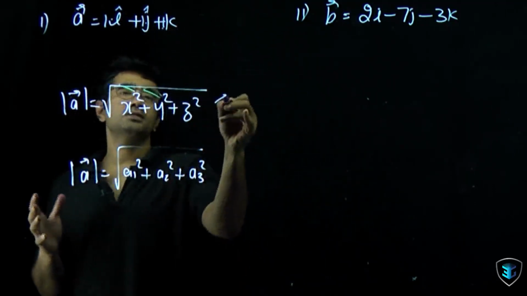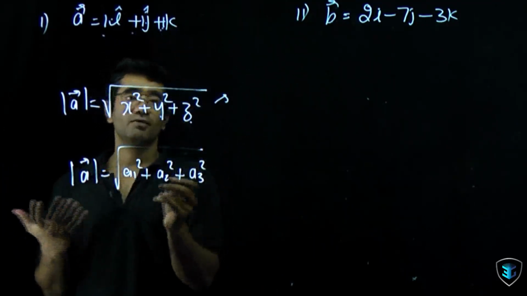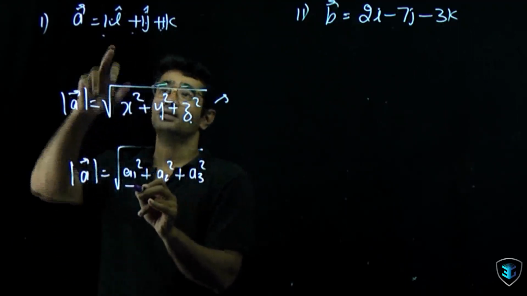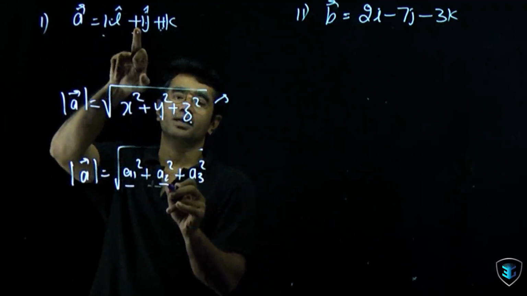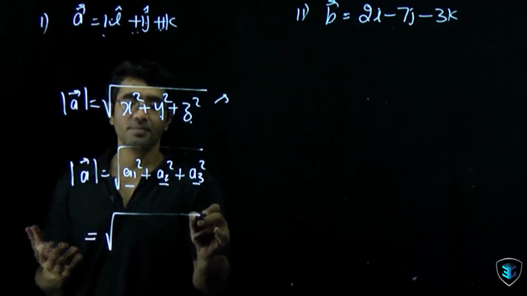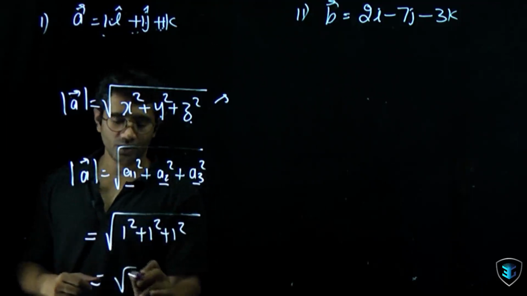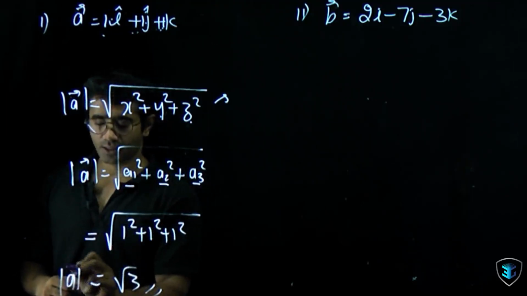So right now, if I use x, y, and z, they are nothing but 1, 1, and 1. If I take it as this, then A1 is 1, A2 is 1 again, A3 is 1 again. So that's the formula, guys. If you choose any one of them, I can just write 1 squared plus 1 squared plus 1 squared. You get a root of 3, and that is the modulus of vector A.